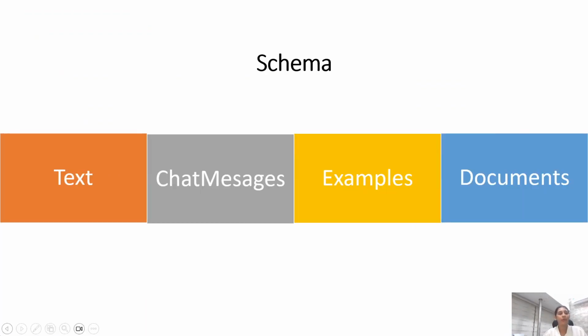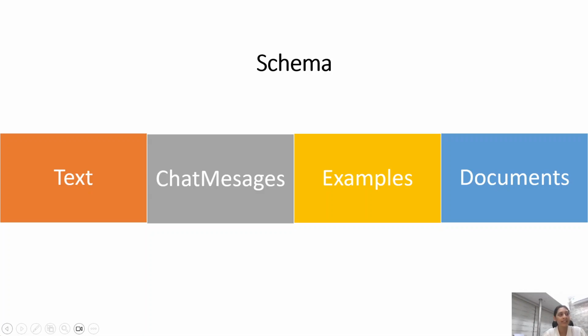Okay, so moving on to examples. Examples are the input-output pairs that represent the input to the large language model and also the expected outcome that we require from the large language model. Examples are mainly used for fine-tuning or for few-shot prompting, and both of these will be discussed further as we progress. Now moving on to the next one, which is documents.